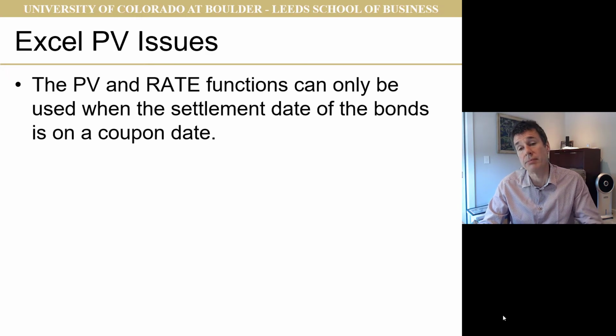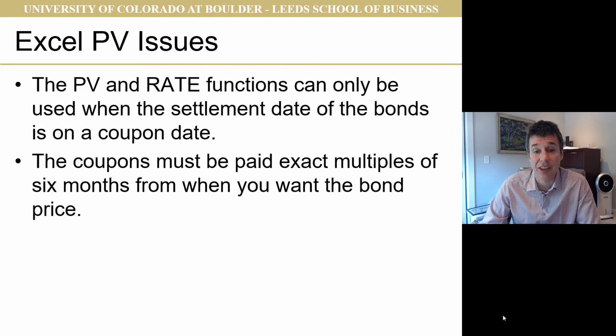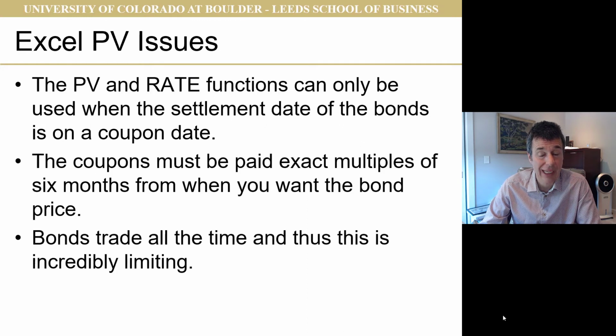Okay, so some limitations here. PV in the rate function can only be used when the settlement date of the bond is on a coupon date. The coupons must be paid exact multiples of 6 months from when you want the bond price. So this is a big issue. Bonds traded all the time. They don't just trade on coupon dates. And so this is a very limiting feature of these two functions.